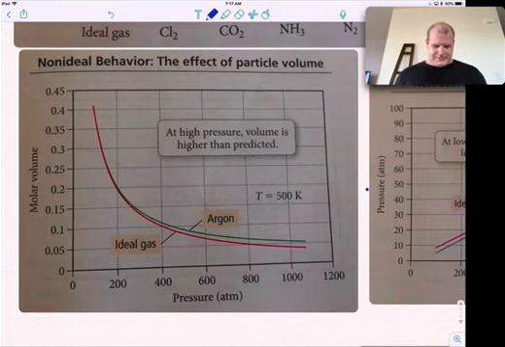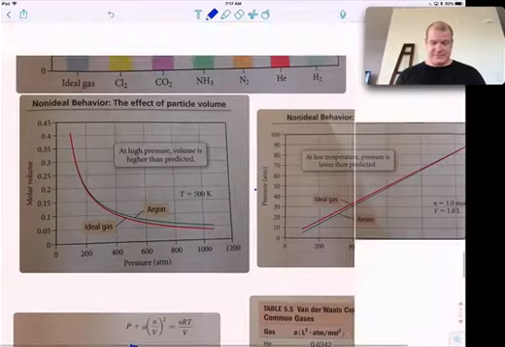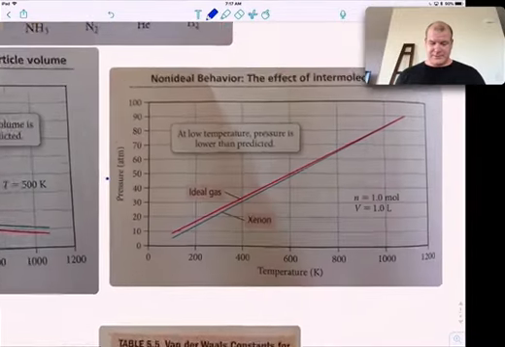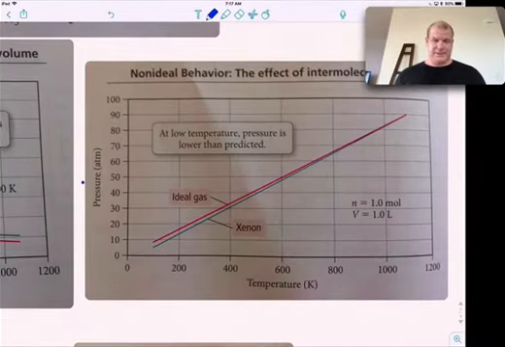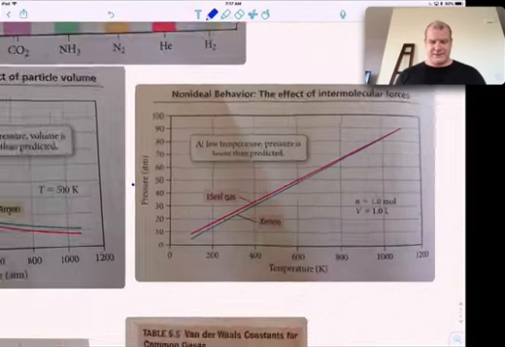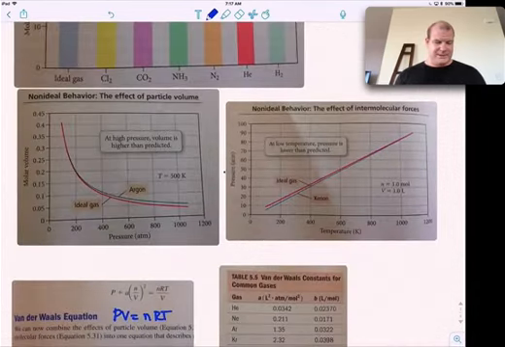So that's CO2. Argon, the ideal gas. Argon's volume is a little higher, and that is because of the size of the particles. And at low temperature, the pressure is lower, and that's because the particles start sticking together. So that's the non-ideal behavior.